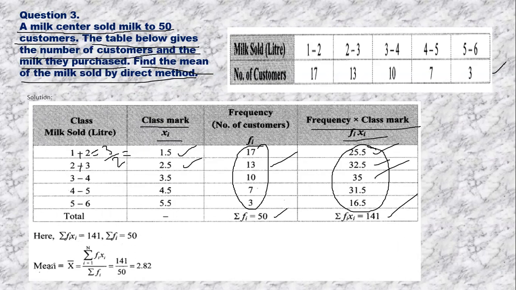So again apply the formula for the mean: x̄ is sum of fi xi upon sum of fi. So 141 divided by 50, you get 2.82. These two sums you have to solve for your practice set 6.1. That is your portion for practice set 6.1.